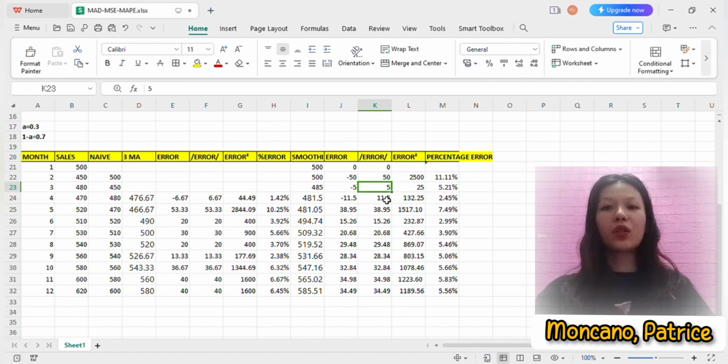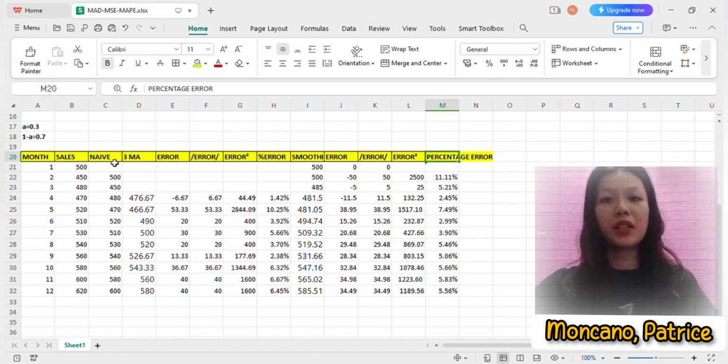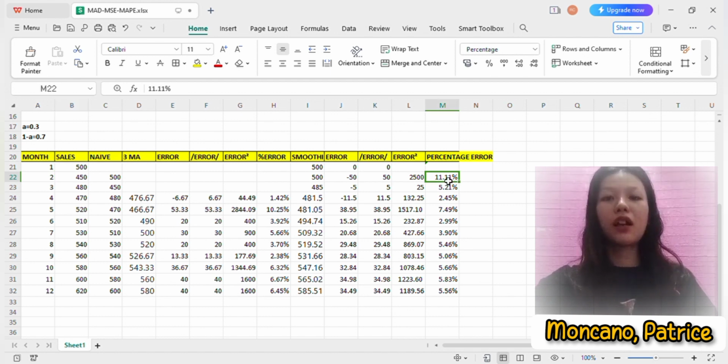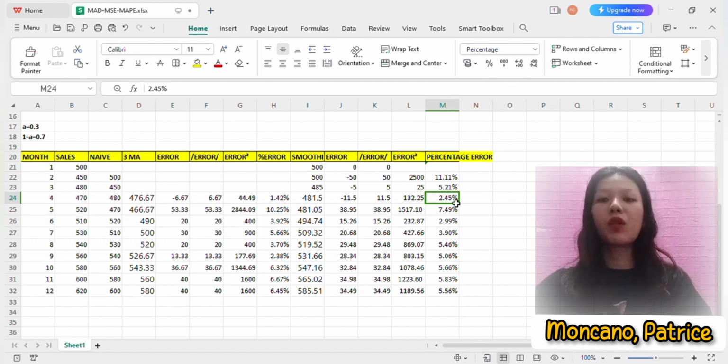Based on the metrics, exponential smoothing with alpha equal to 0.3 was the most effective forecasting method. It had the lowest MAD, MSE, and MAPE values among the 3 methods. This indicates that exponential smoothing provided the most accurate forecast, reducing the average error, squared error, and percentage error the most effectively. The reason for its superior performance is that it gives more weight to recent observations, allowing it to adjust more quickly to changes in the demand pattern.